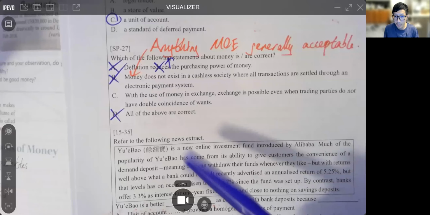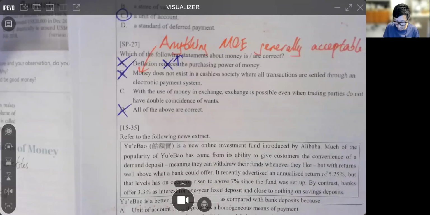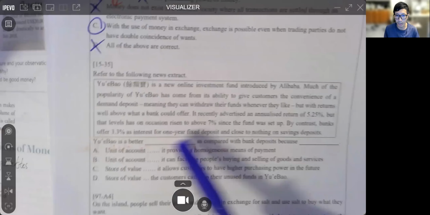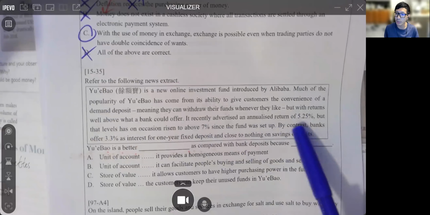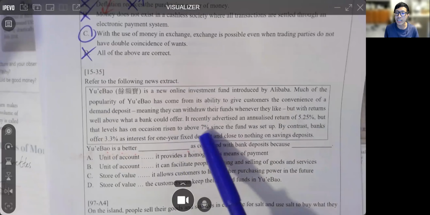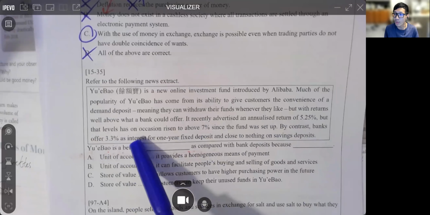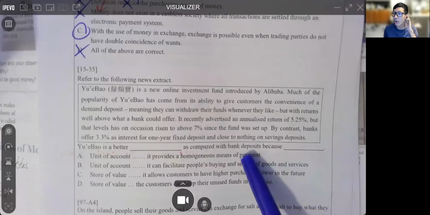OK. If the use of money in exchange is possible when trading partner do not have double coincidence of wants by definition. 睇咗好多次啦。OK, 呢段嘢啦，好長啊，咪餘額寶啦。It says 餘額寶 can have an annualized return of 5 to even 7%. By contrast, bank offers 3.3% interest. OK, and close to nothing on saving.